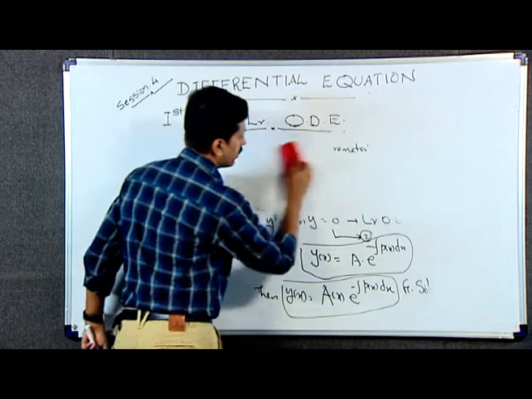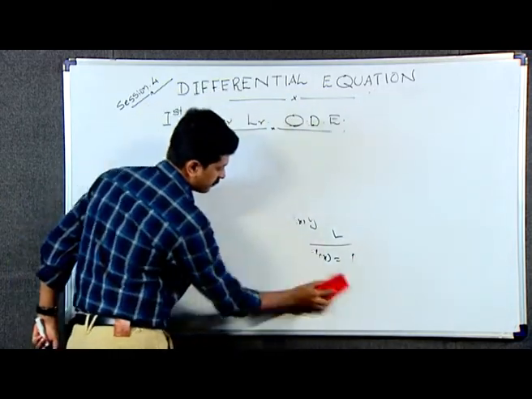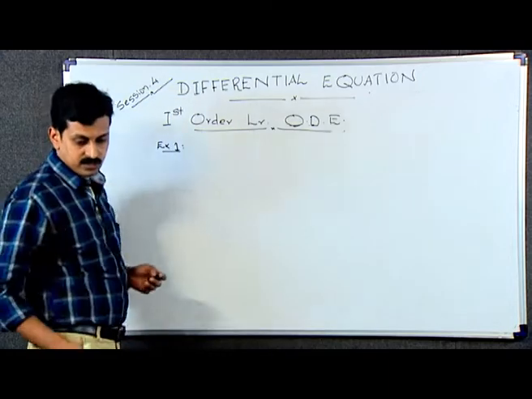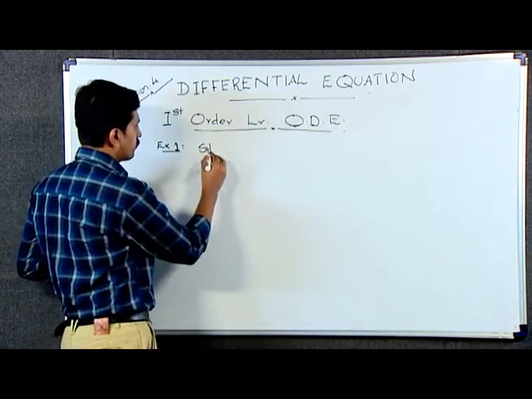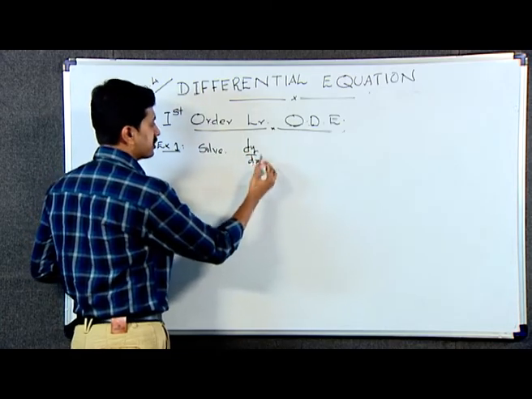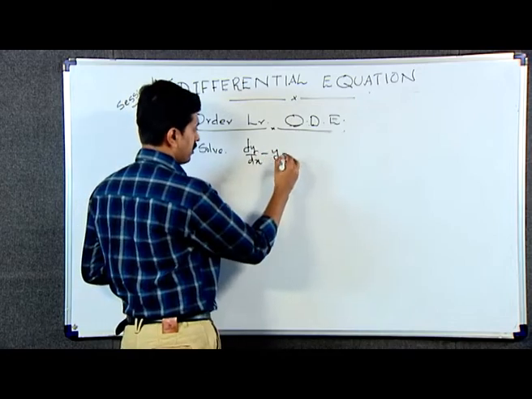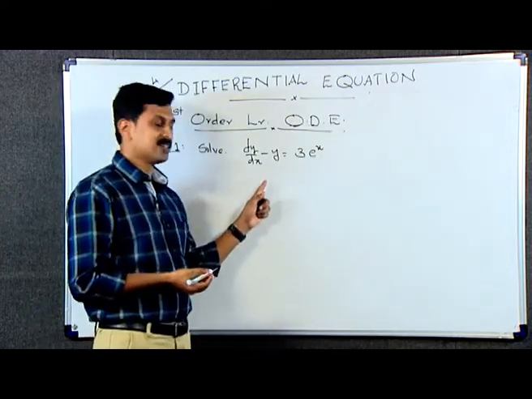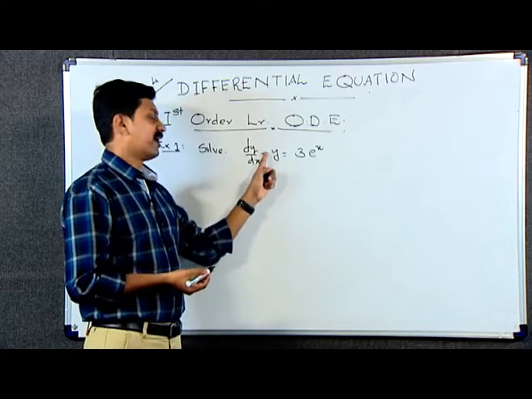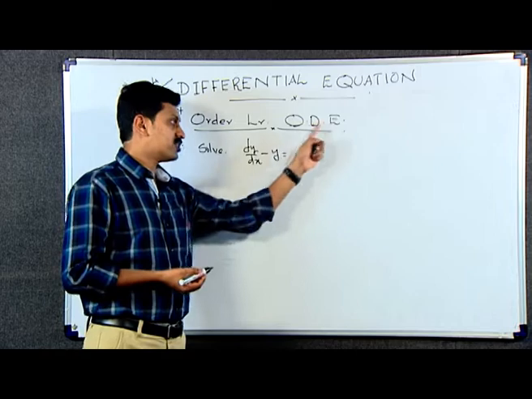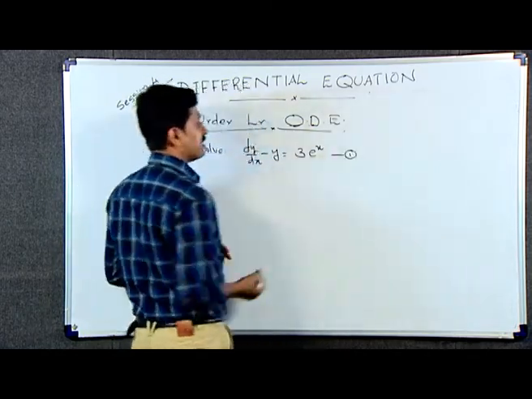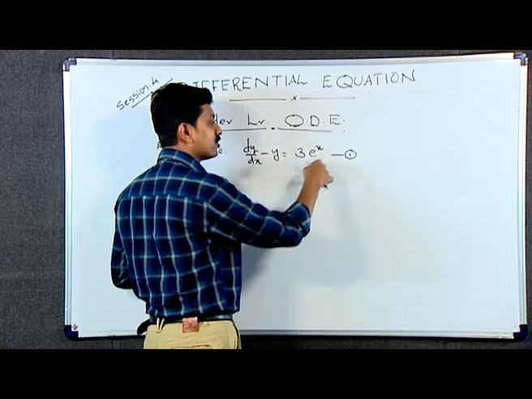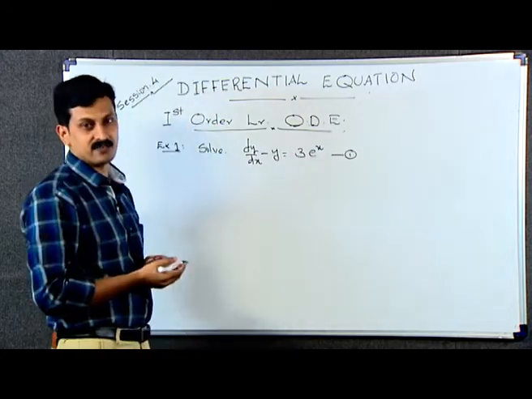Example 1: solve dy by dx minus y is equal to 3 e raised to x. Simply by seeing, we can identify this. We have discussed many examples. y dash is there, minus p of x into y, and g of x is here. So, this equation 1 is a linear differential equation. Because 3 e raised to x is not always equal to 0, it is a non-homogeneous linear differential equation.